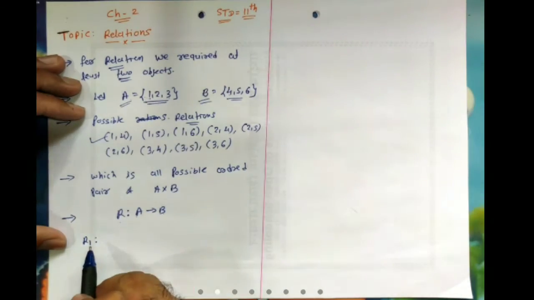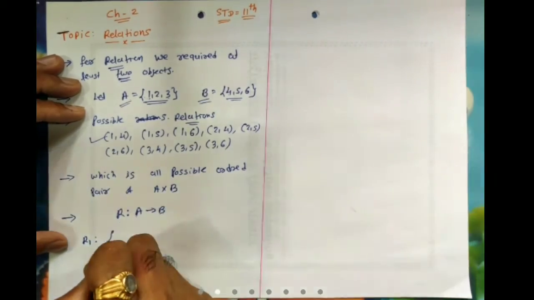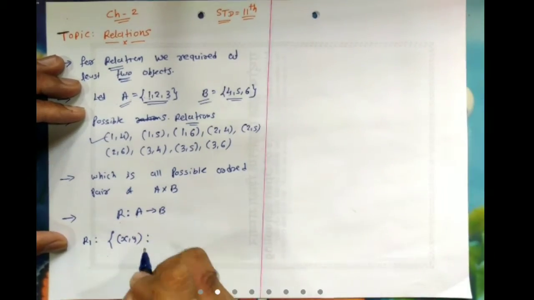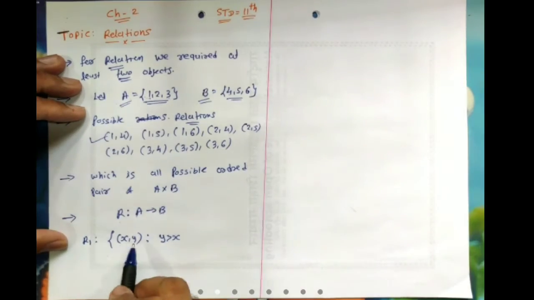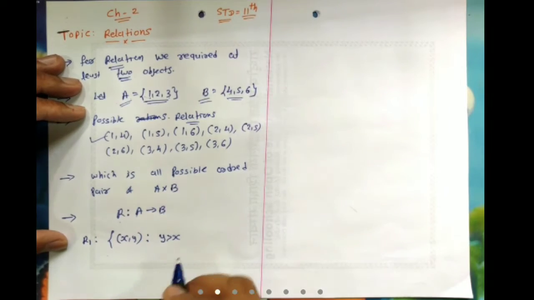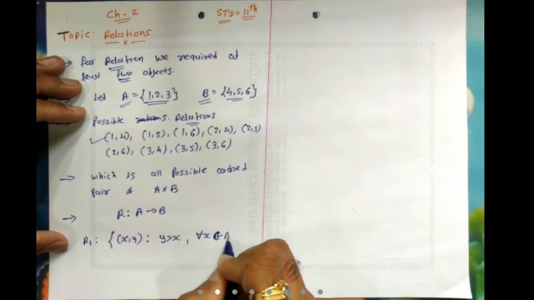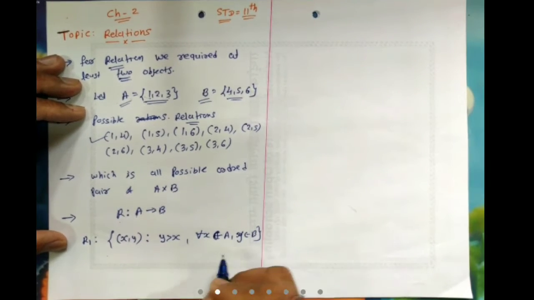So here we are defining that relation R1. R1 will be nothing but a set of ordered pairs. So which type of ordered pair? That relation is nothing but the pairs (X, Y), where Y is always greater than X. The set of ordered pairs, which is the relation, in which the second element Y is greater than X, where every X belongs to set A and the second element Y belongs to set B.